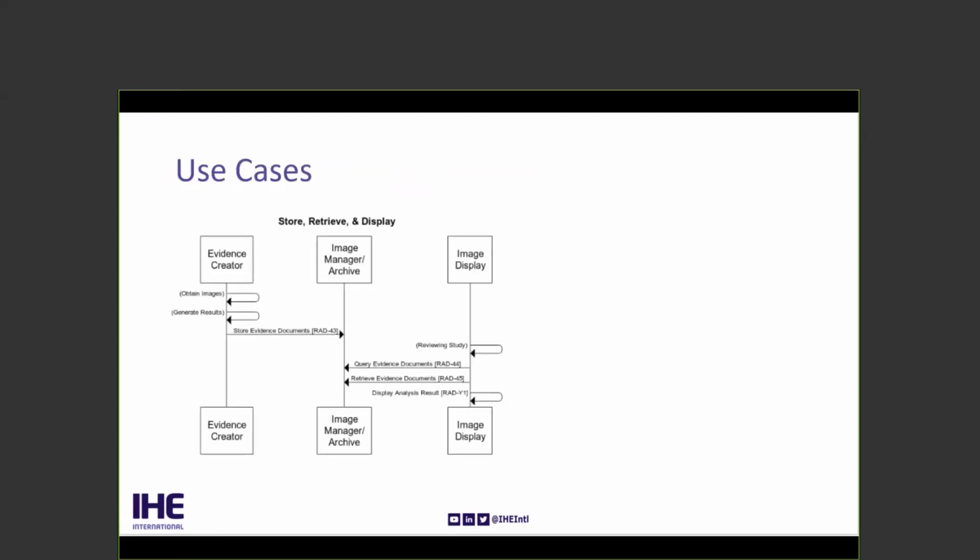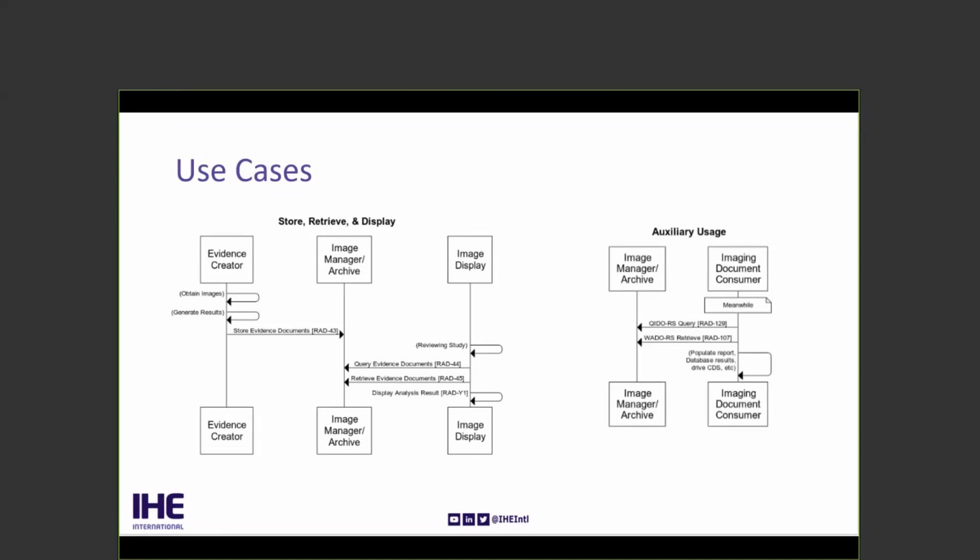So the basic use case for this is not very complicated. The evidence creator obtains images and creates results and stores out those results in a standard format. The image display during the review process can then retrieve those and present them to the user. The second use case, which is also important, and we show conventional DICOM transactions on the left and DICOM web on the right. Those can swap. Basically, the profile points to how to store these both using DICOM web and the more traditional DICOM. But the key point on the left is that we have other consumers beyond the image display.